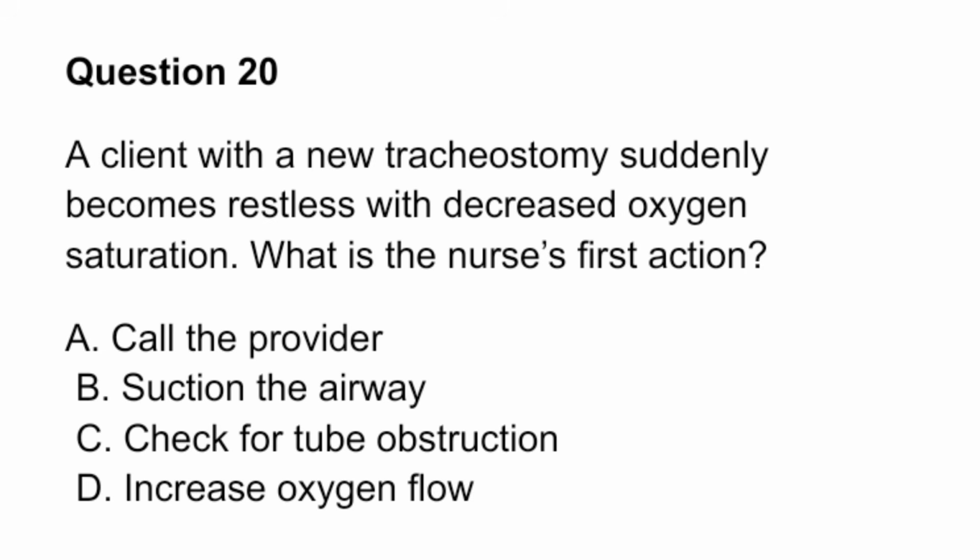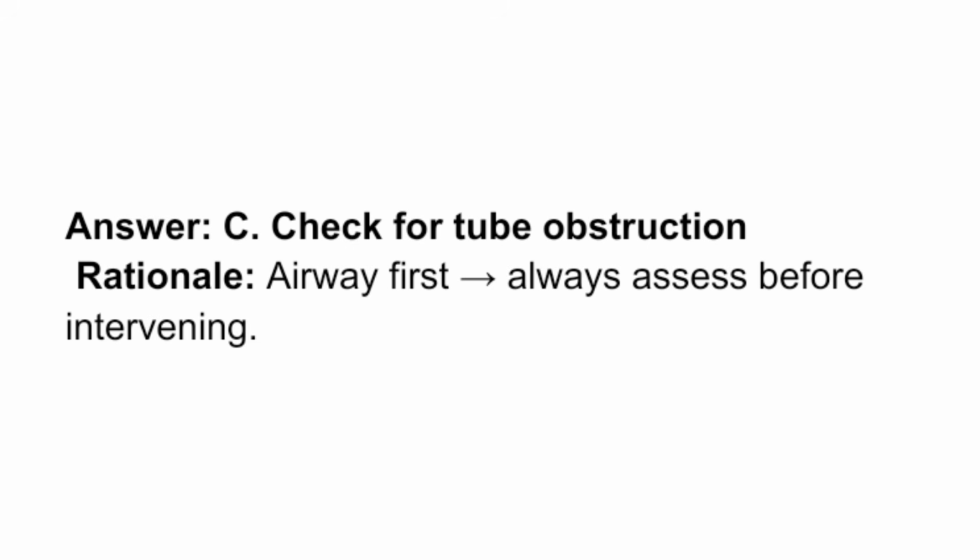Question 20. A client with a new tracheostomy suddenly becomes restless with decreased oxygen saturation. What is the nurse's first action? A. Call the provider. B. Suction the airway. C. Check for tube obstruction. D. Increase oxygen flow. Answer: C. Check for tube obstruction. Rationale: airway first, always assess before intervening.